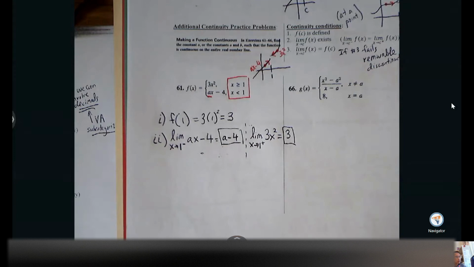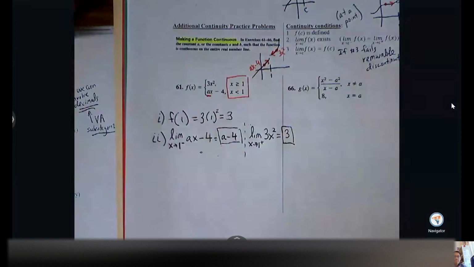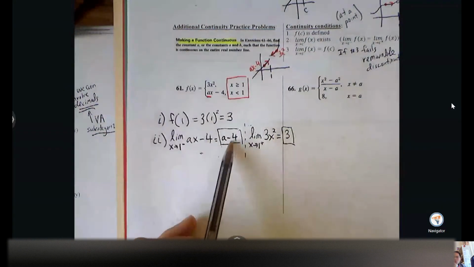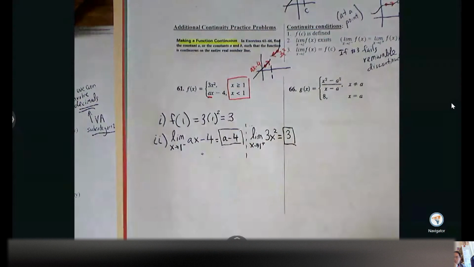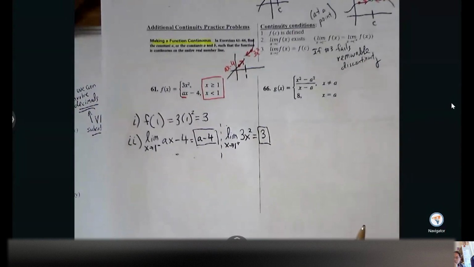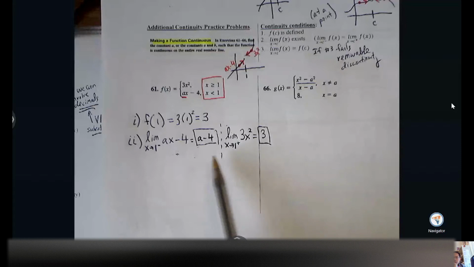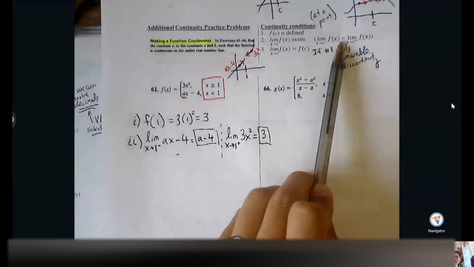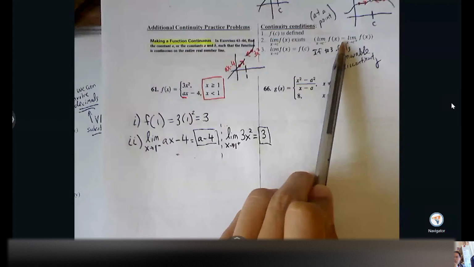But remember, our goal is to try to make this function continuous. We want all of our conditions to pass. So what would you do with these one-sided limits? What do we need to do with them? Would you set them equal to each other? Right. We're not coming up with anything, we're just following the script.